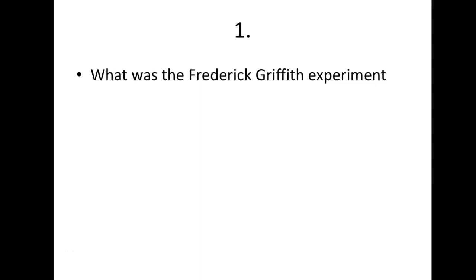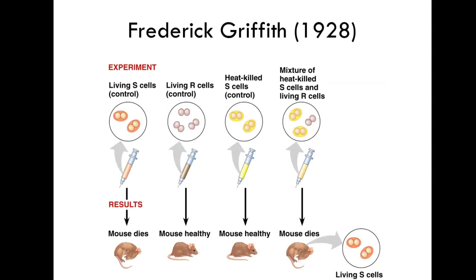So our first question is, what is the Frederick Griffith experiment? Remember, Frederick Griffith was the one that was injecting mice with bacteria. He injected mice with pathogenic bacteria and they died. He injected mice with non-pathogenic bacteria and they lived. He injected them with killed pathogenic bacteria. They lived. And then he took these two where the mouse lived, mixed them together, and the mouse died.